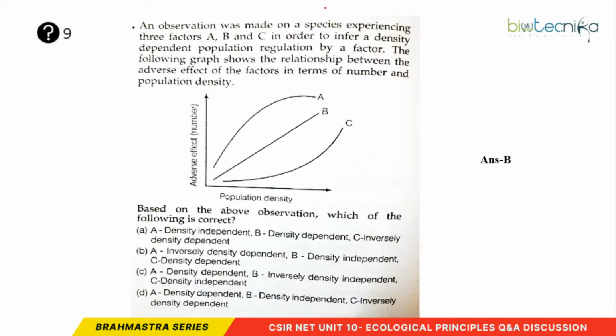Okay, the correct answer here is option B. Look here, for this factor A, can you see that after a point of growth, as your population density, the adverse effect is also growing with your population density. After a point of time, it is bending. Can you see it is bending? There is a negative growth here.